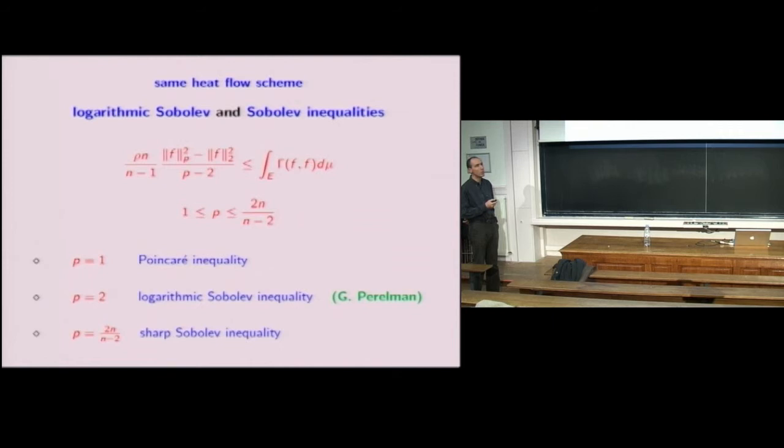When p is 1, you have the Poincaré. When p is the extreme value 2n divided by n minus 2, you have the sharp Sobolev inequalities. And right in the middle, as a limiting case as p is equal to 2, you get the so-called logarithmic Sobolev inequalities, which have been used in particular by Perelman in his proof of another question by Poincaré, as you know.